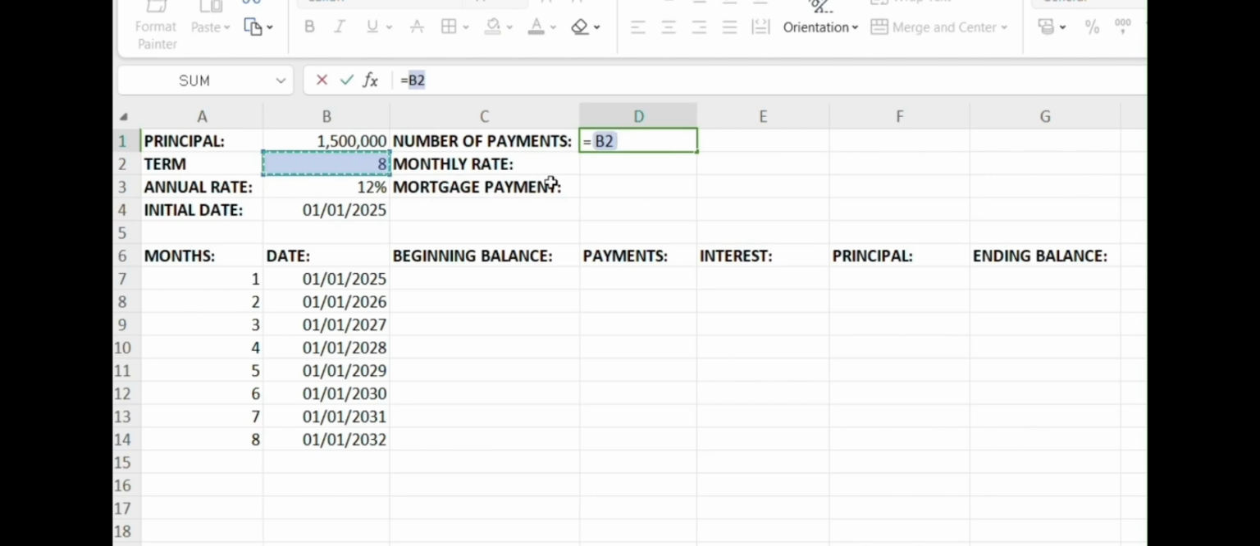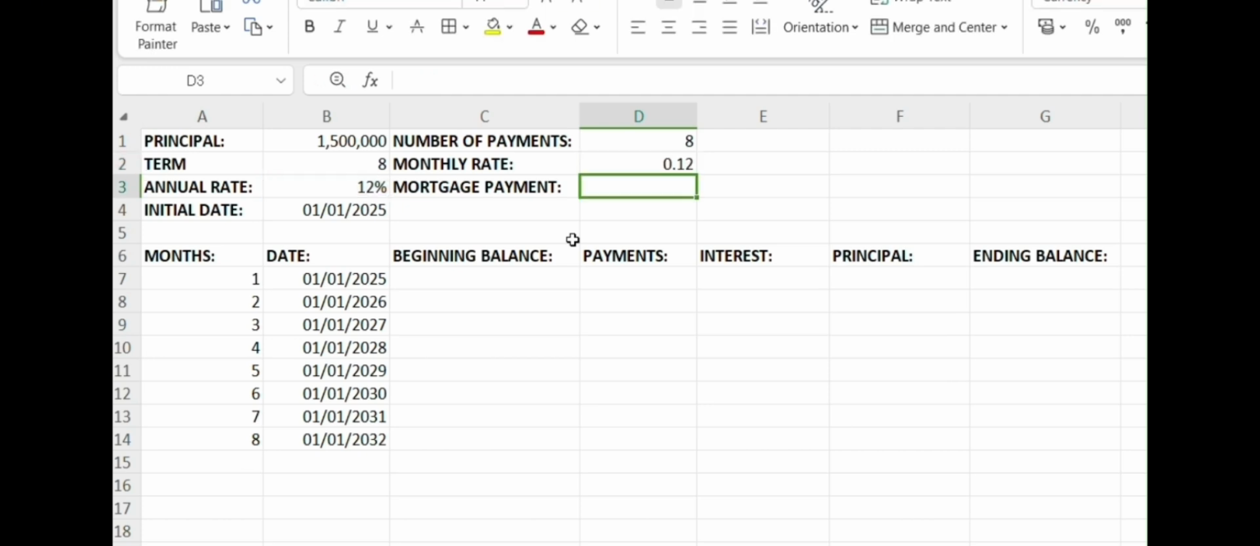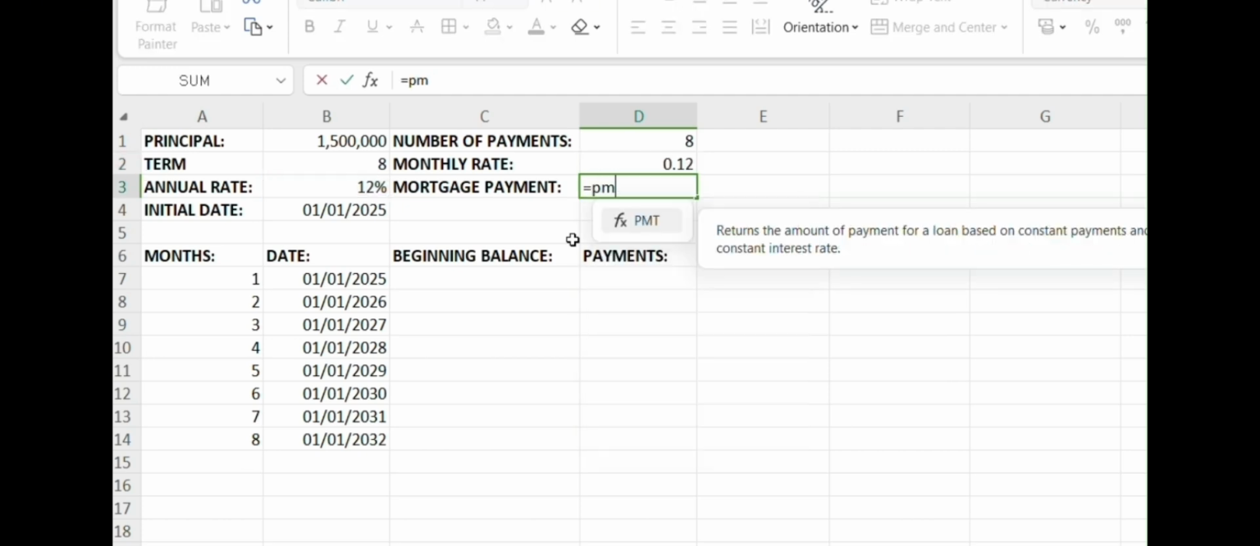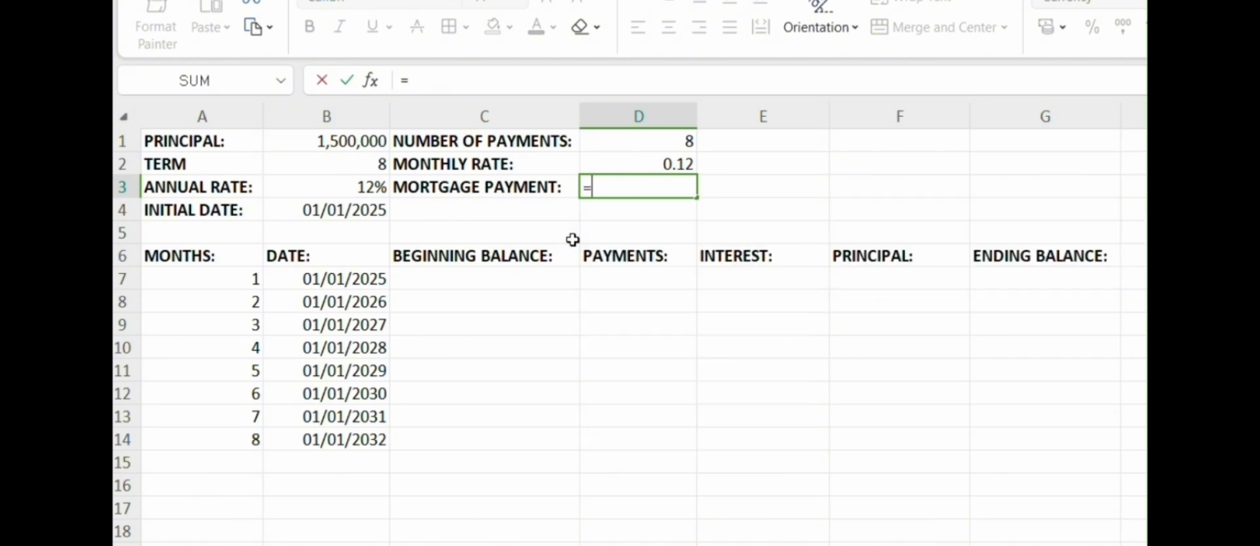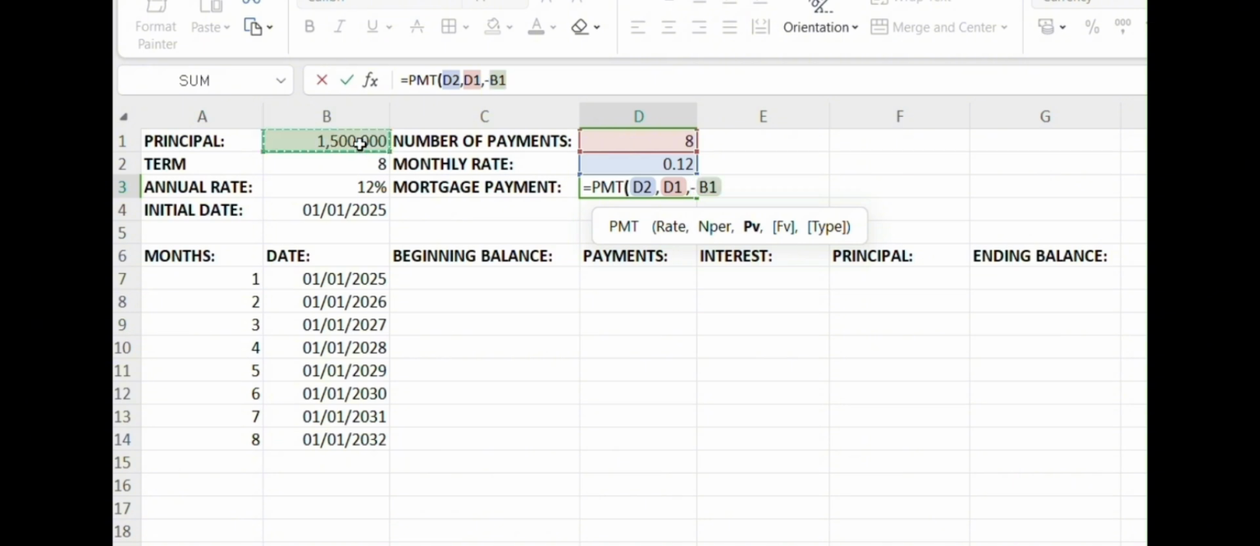term multiplied by 1, and the monthly rate is equal to the annual rate of 12% divided by 1, and the mortgage payment is equal to PMT, the quantity of the monthly rate, comma, the number of payments, comma, minus the principal, comma, and 0.